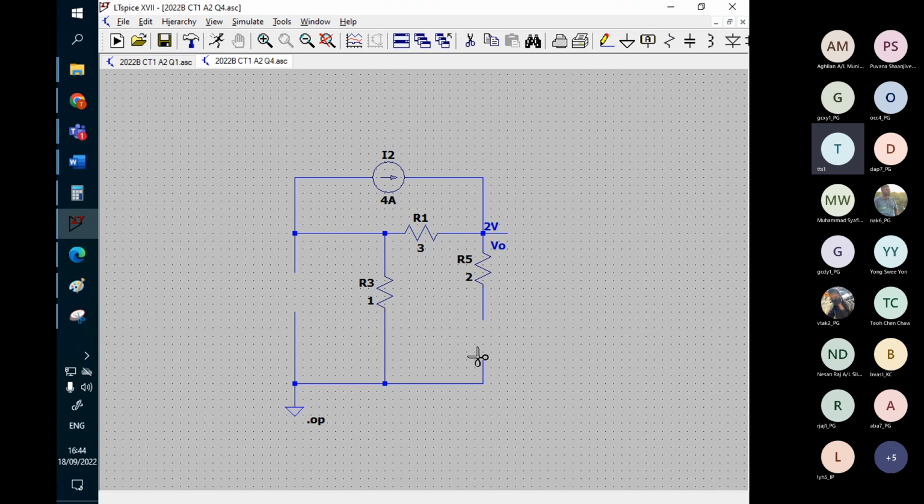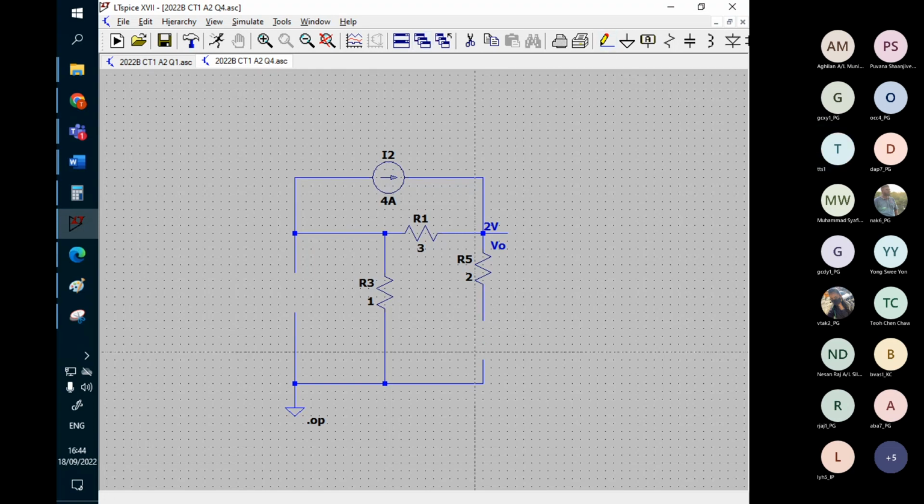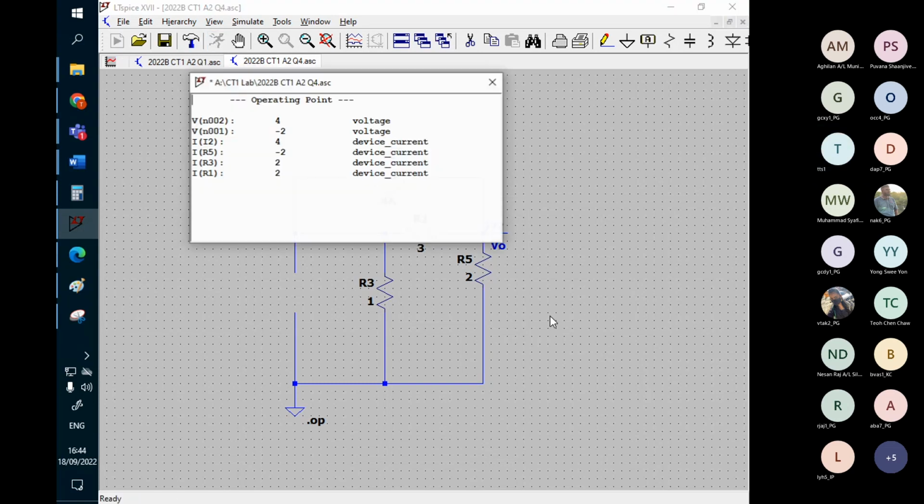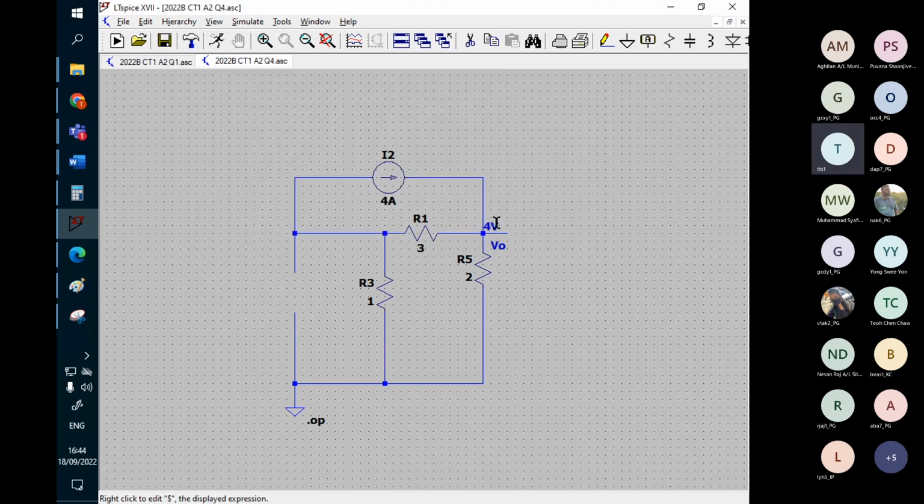But we have to keep this one connected, right? The voltage must be connected after you remove it. The current, just leave it open. The voltage needs a short wire to replace it. Okay, now we run it again. I think this one should change. Let's run it again. Okay, now it becomes 4 volt.